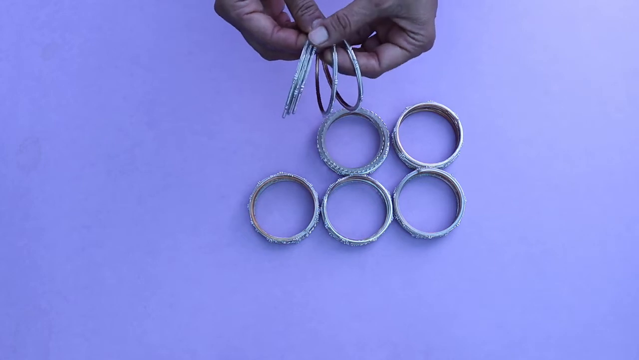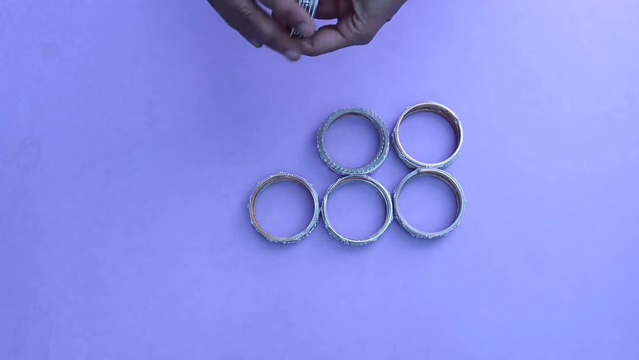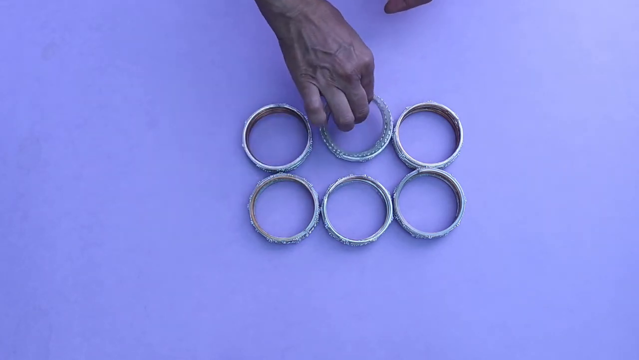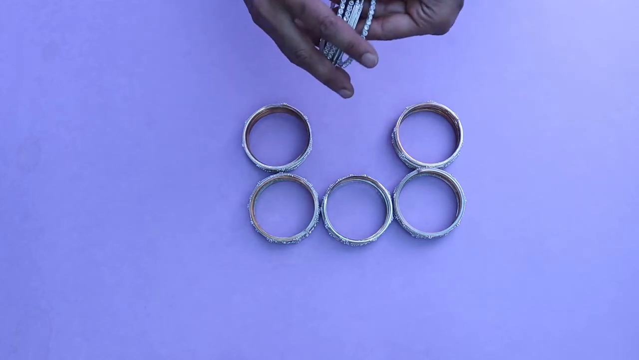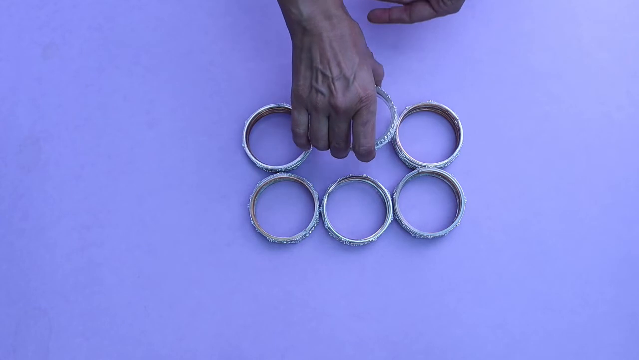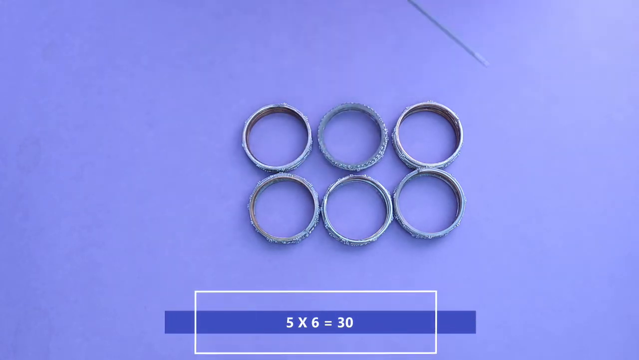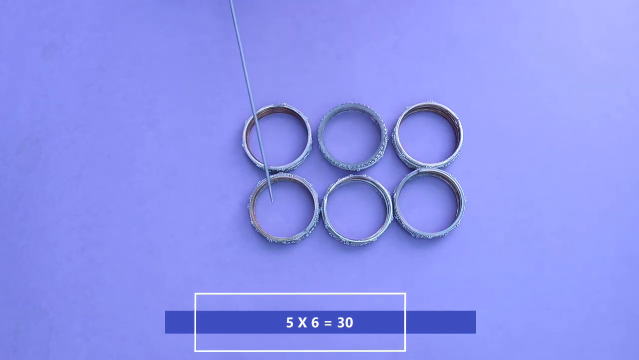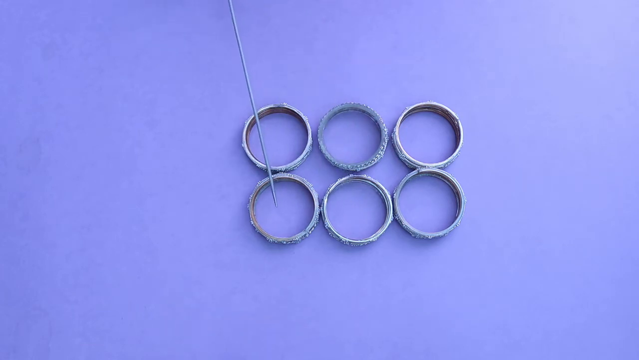See, 1, 2, 3, 4, 5. There are 5 bangles in this pile. Okay, I'll show you one more pile. 1, 2, 3, 4, 5. So each pile has 5 bangles and there are 6 piles. 6 fives is 30. 5 and 5, 10, and 5, 15, and 5, 20, and 5, 25, and 5, 30. So this is another way of arranging the bangles.